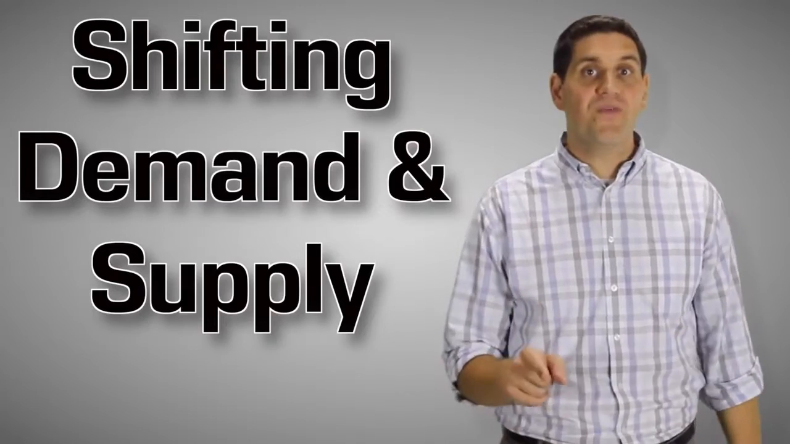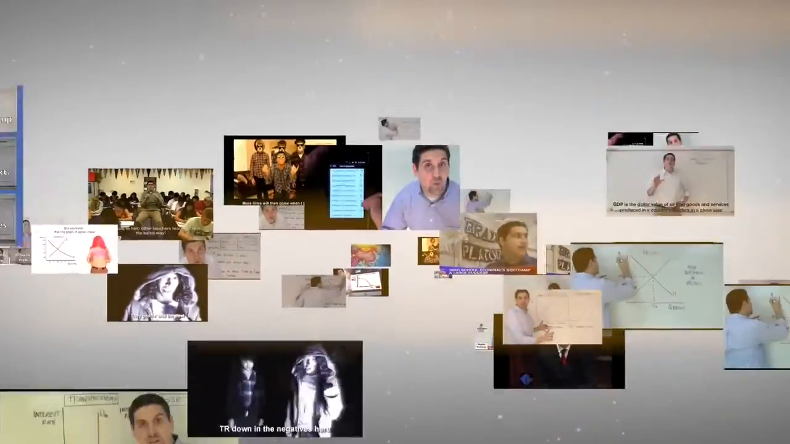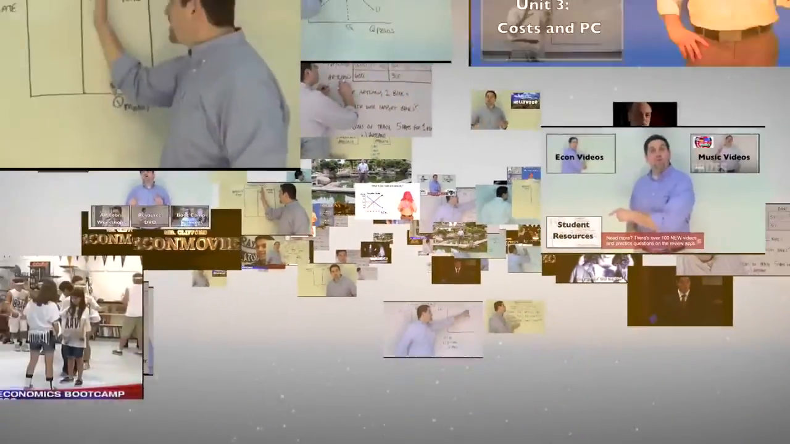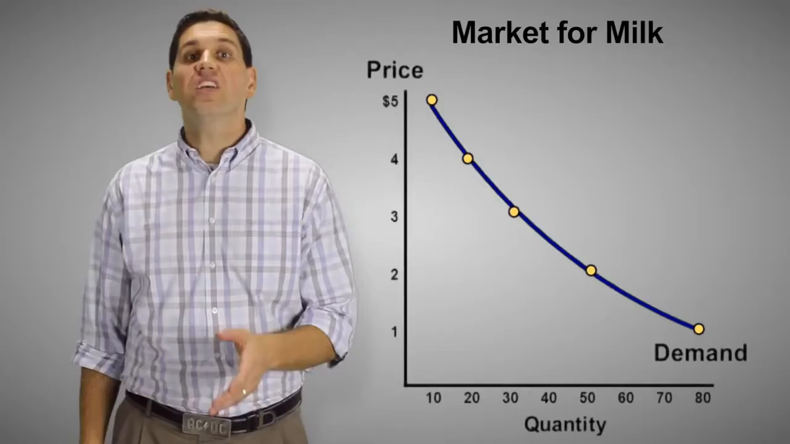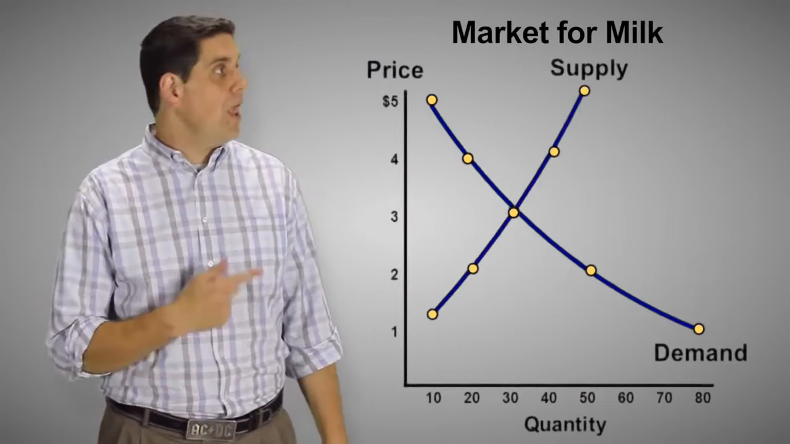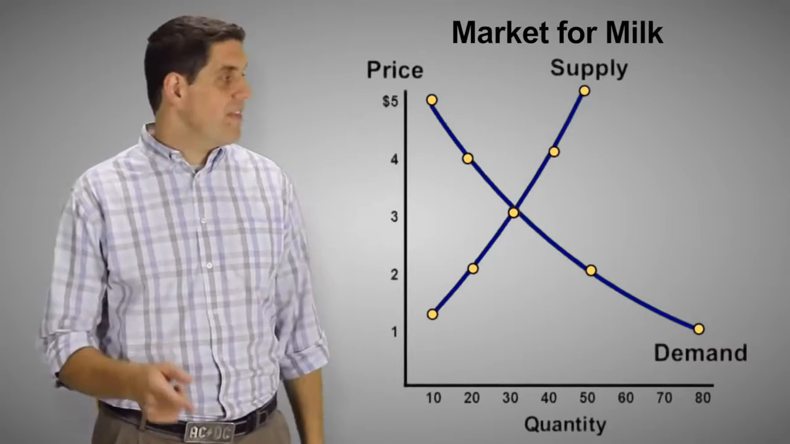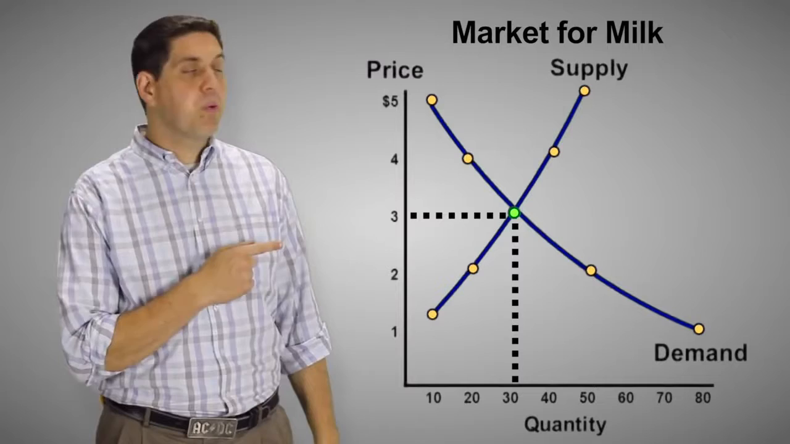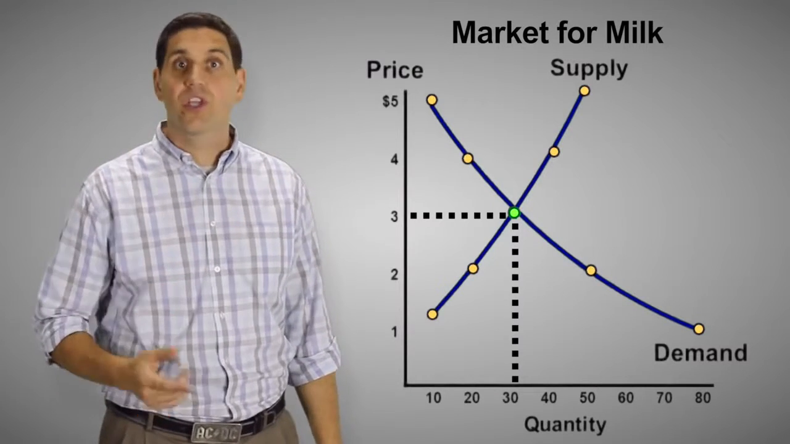Right now we're going to talk about shifting demand and supply. In previous videos, you learned about demand and why it's downward sloping. You also learned about supply and why it's upward sloping. And of course, you understand the idea of equilibrium. That is the only place where the quantity demanded exactly equals the quantity supplied.